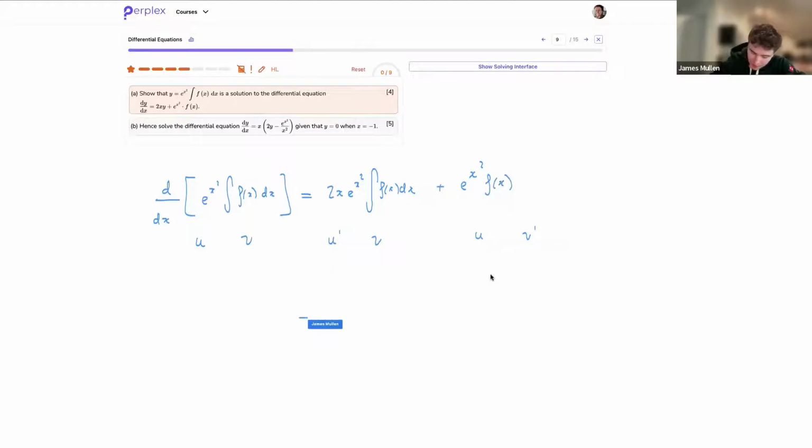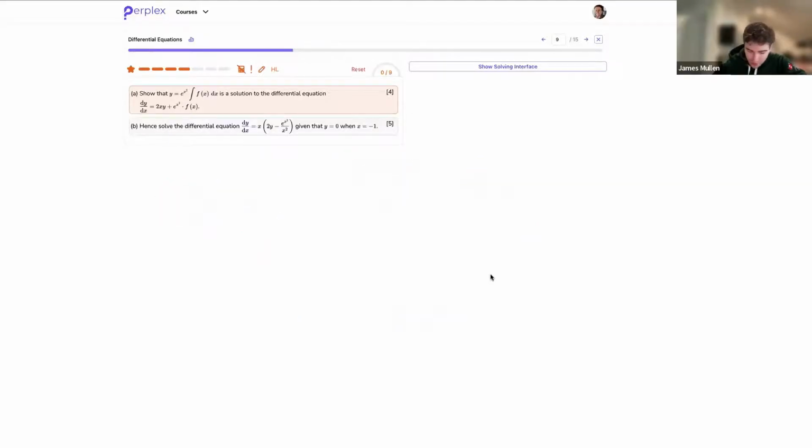Now let's simplify that. The e to the x squared times the integral of f of x dx is just y. So this becomes 2xy plus e to the x squared f of x. Okay, so that indeed does work. Perfect. Now, that's verified, so I can clear my screen.